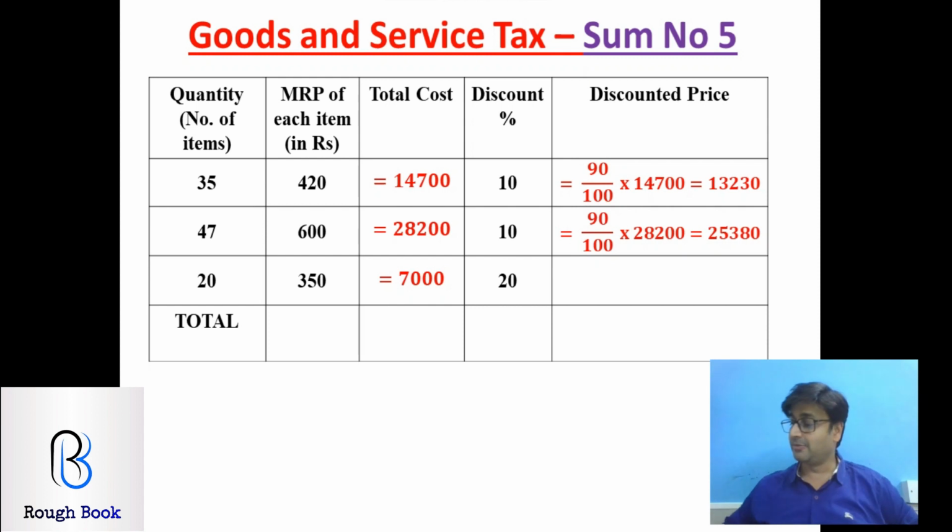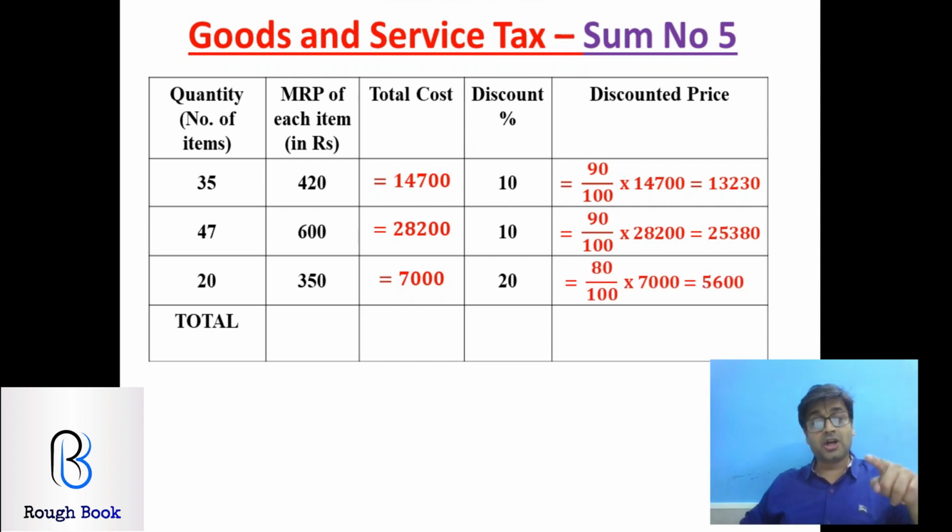Come on, next one. 80% again of 7,000. You can do it with mental math. It has to be 5,600. Correct? How many got this last one on mental math? Yeah, we are trying to develop a calculation speed also. Okay. Come on, add all the three and give me the final answer. Quick. Pause the video if you want more time to calculate. So your answer should be 44,210.